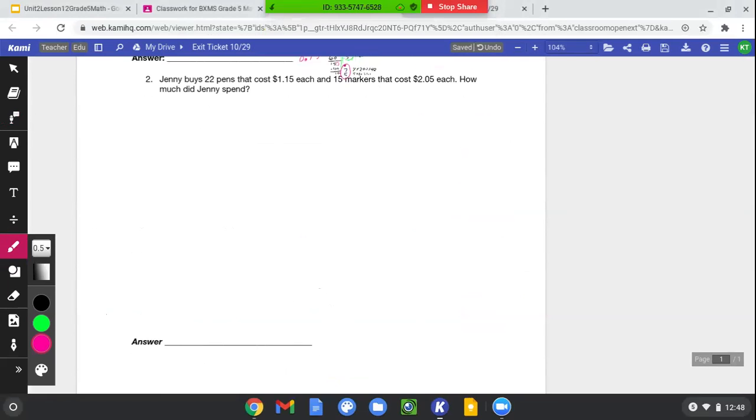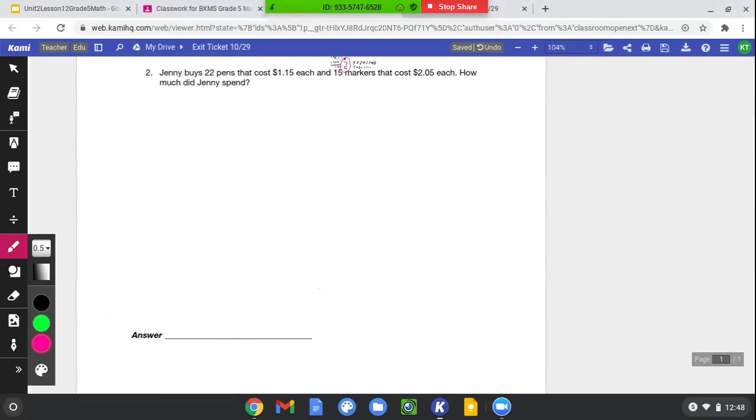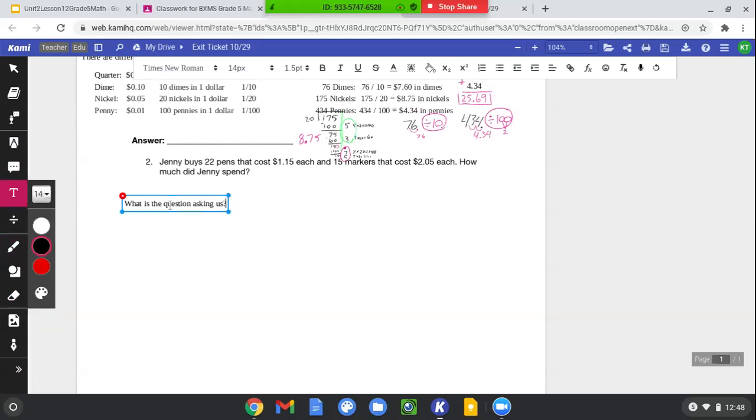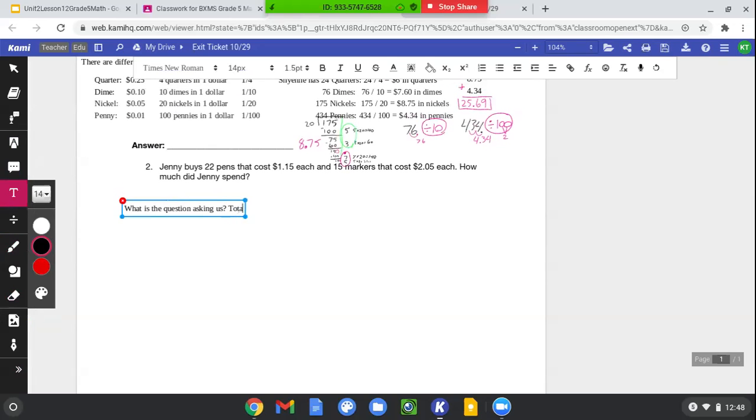Now we're going to go on to number 2. Jenny buys 22 pens that cost $1.15 each. Then she buys 15 markers that cost $2.05 each. How much did Jenny spend? So what is the question asking us? The question is asking us total amount of money spent.